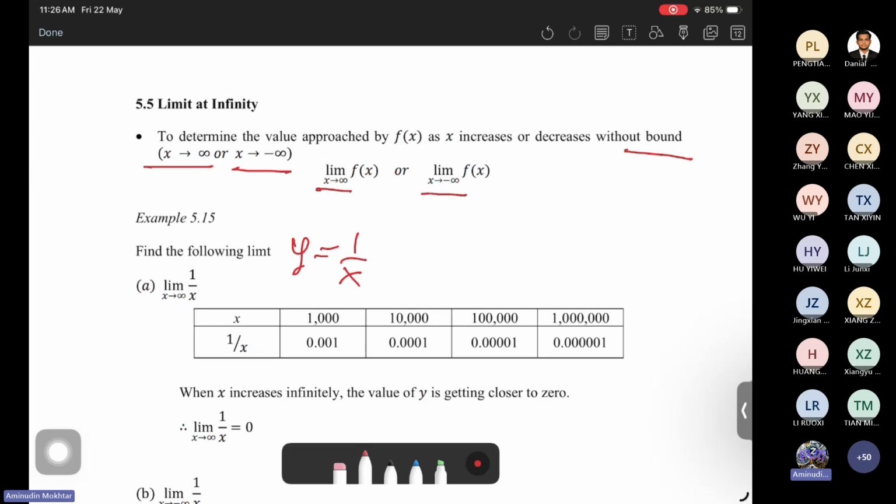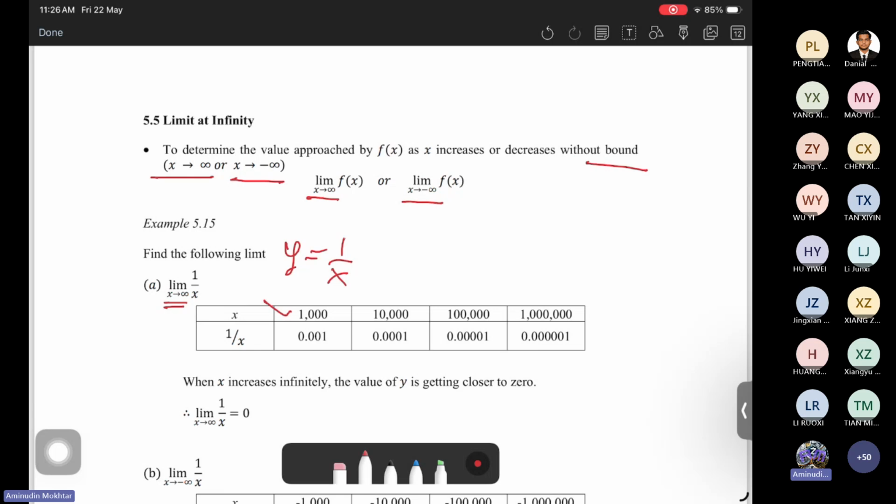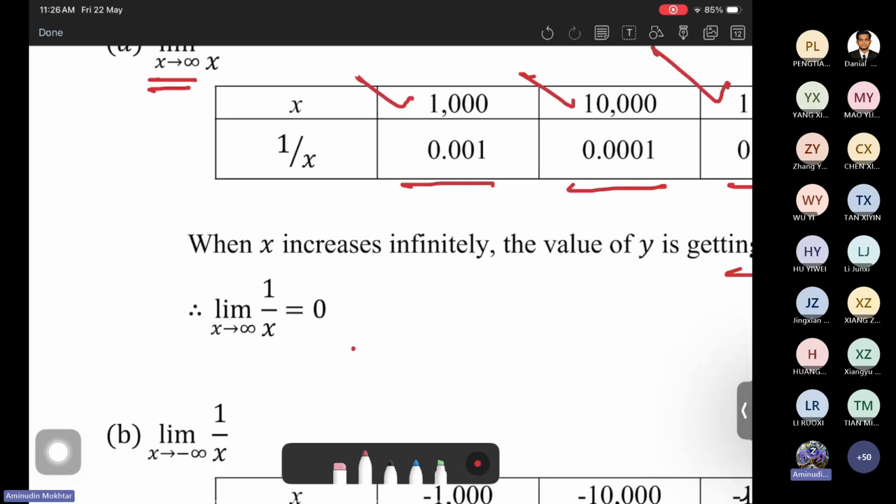Now I choose when x approaches positive infinity. The value of x increases, let's say from 1,000 to 10,000, 100,000, and 1 million. What happens to y? 1 divided by larger and larger numbers. The value of the whole function now decreases. As you can see, the value of 1 over x gets close to 0. So in this case, when x increases indefinitely, the value of y is getting closer to 0. So we can write like this: the limit of the function 1 over x when x approaches infinity equals 0.